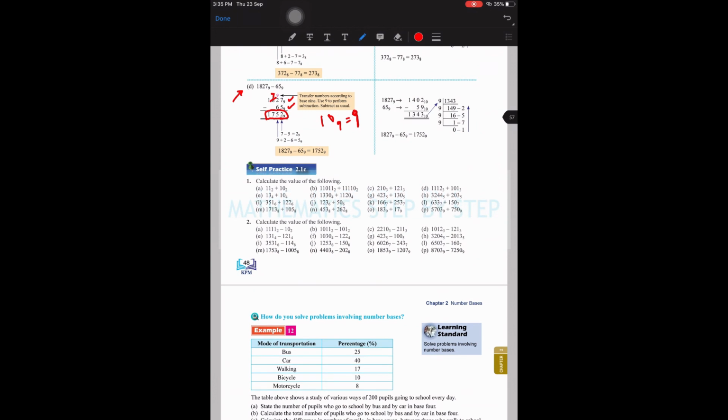Wow, so today you guys will have a lot of homework. At first you may feel a bit of struggle when completing this self-practice, but after you master the skill, it is just kacang putih, okay? So please complete this self-practice 2.1c.